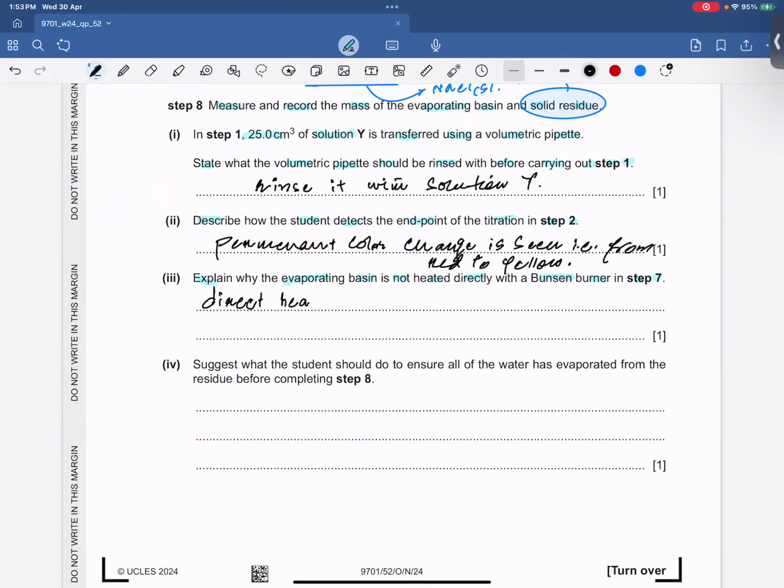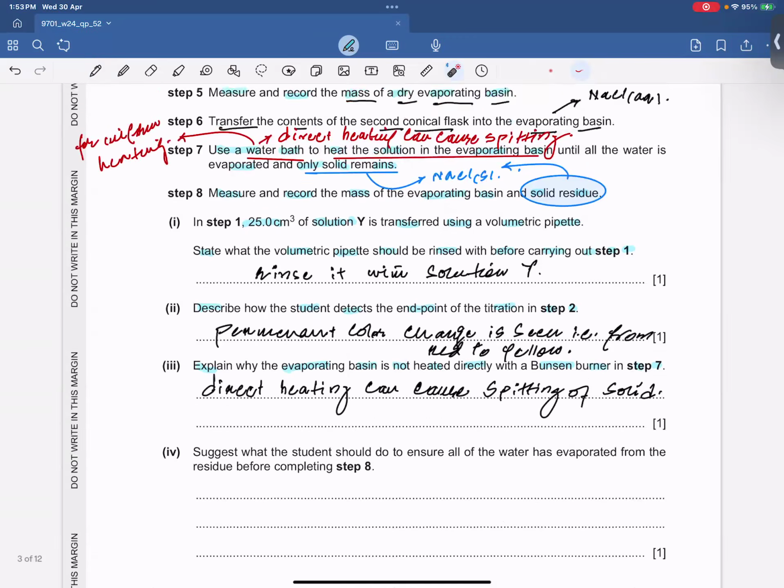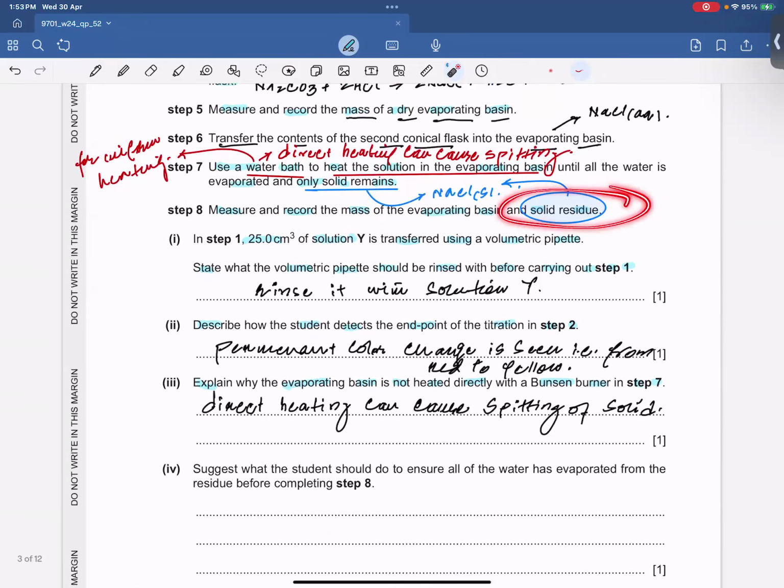Direct heating can cause spitting of solid. And where is the solid coming from? The solid is coming from here. This is a solid. Okay.